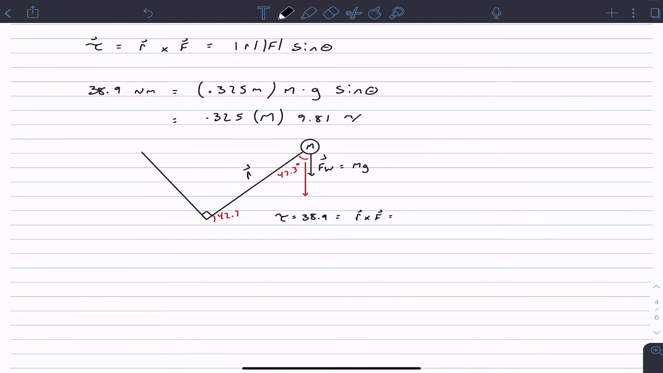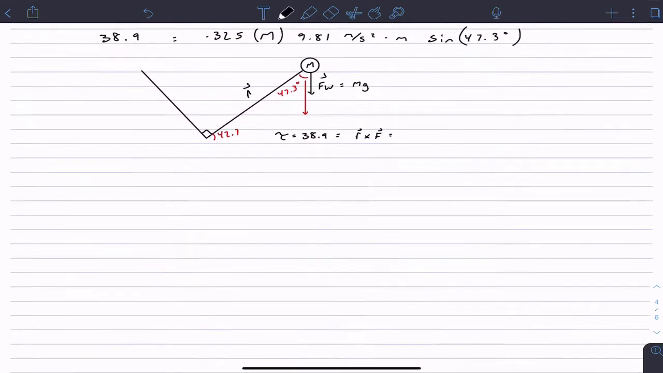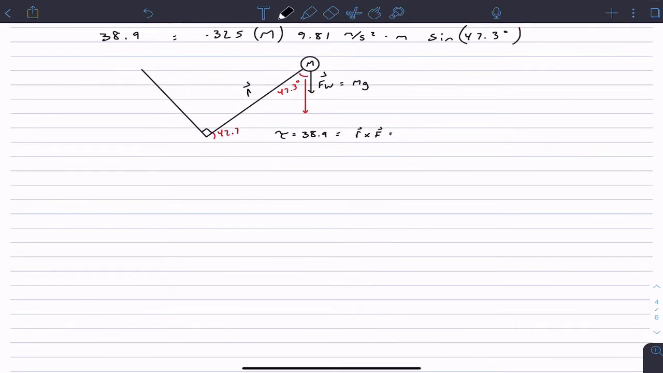Gravitational acceleration, squared times meters. We had a meter there. And then so now it's sine of 47.3 degrees. Okay, this is our equation. So we just solve for m. So m is equal to 38.9 over all this other stuff.